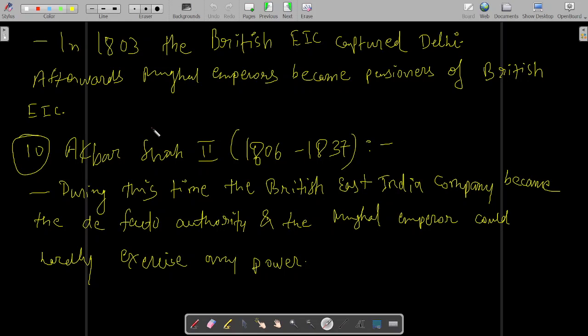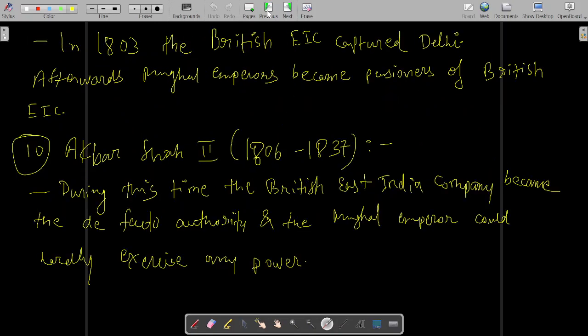During the reign of Akbar Shah II, he was a completely helpless king. He could not exercise any power. Although the coins were issued in his name in the initial years, later on the coins were also withdrawn from his name. So during this time, the British East India Company became the de facto authority and the Mughal emperor could hardly exercise any power.